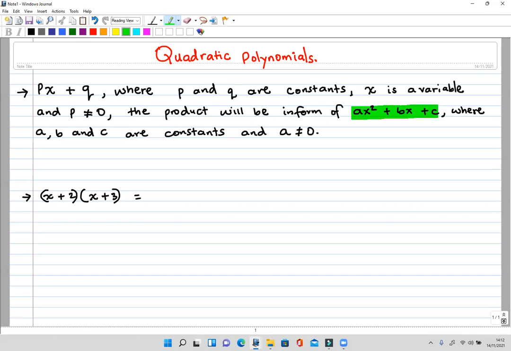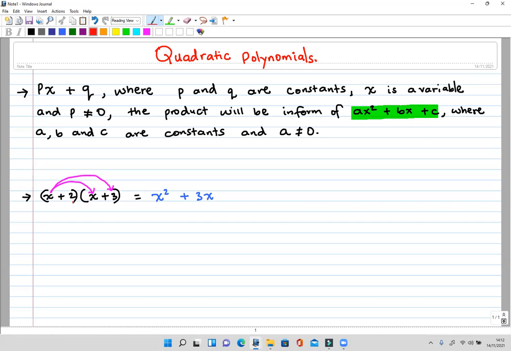Now, this is what we are actually talking about. If you have two polynomials in the form of x plus 2, then x plus 3, once we multiply them together, as you are going to see, we are going to have x times x, and this will result in x squared. Then again, we are going to have x times 3. Of course, this will give us 3x.